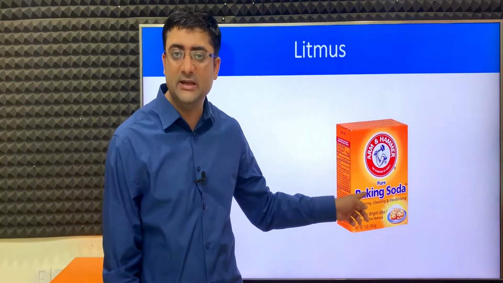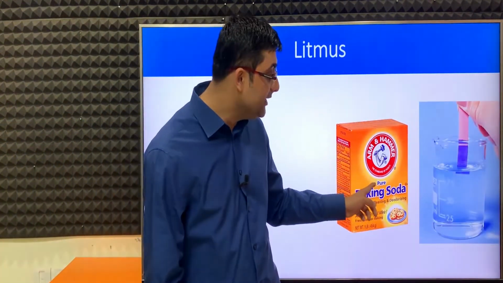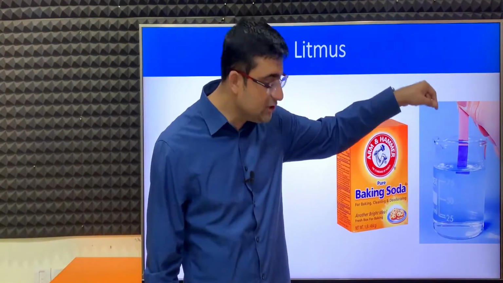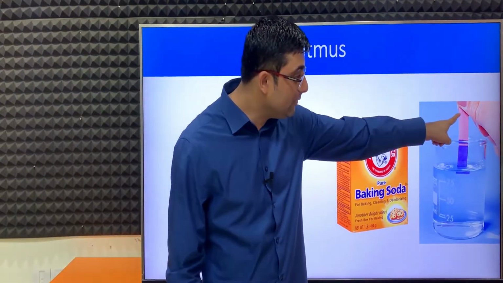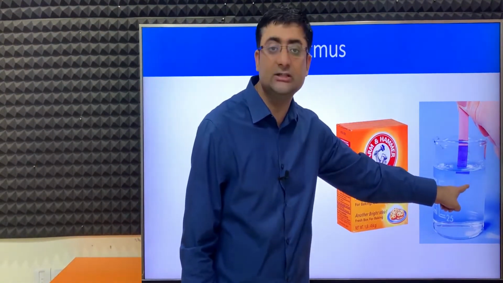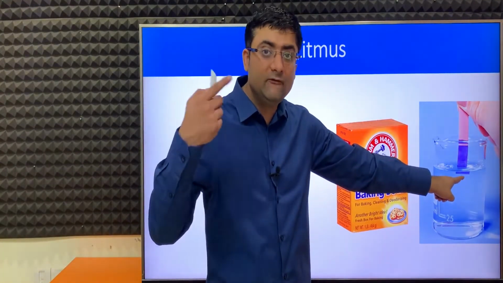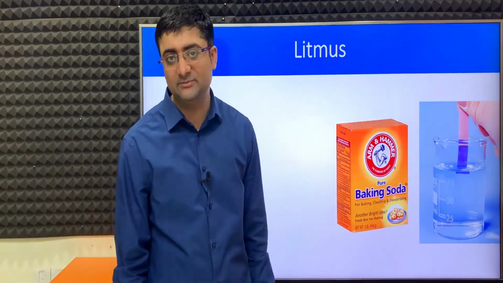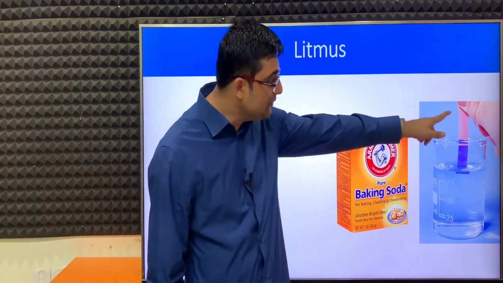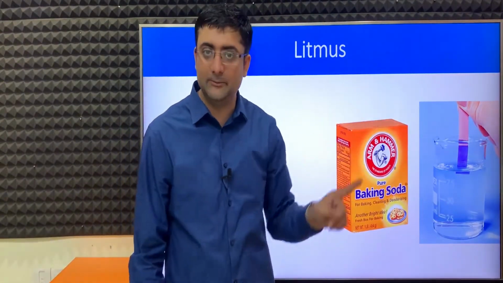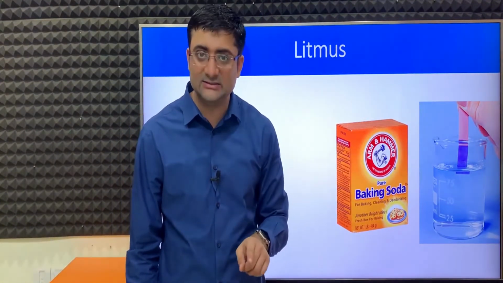Let me take another example. This over here is baking soda. Now, if you make a solution of this, you first put blue litmus paper, nothing happens. But if you put red litmus paper in it, see it is turning blue. Red to blue, B for blue, B for base. So this over here is a base. So those substances which turn red litmus paper to blue are bases, blue to red are acids. Is this clear?